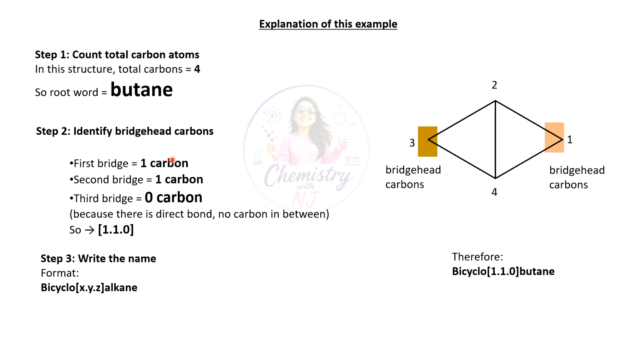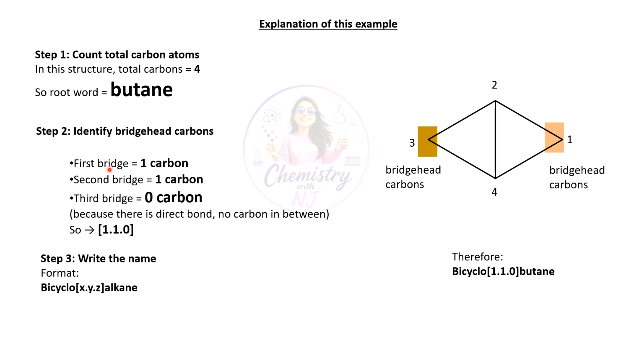Now let us solve another example in an easy way. First count the total carbon atoms. Here these two carbons are connected to these two rings. The total carbon atoms are 4. For 4 the root word is butane, so we have to use butane.